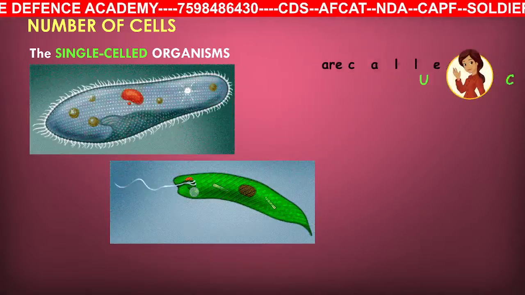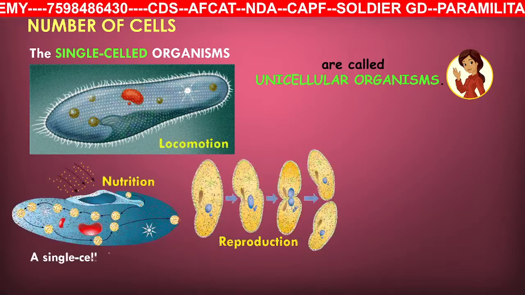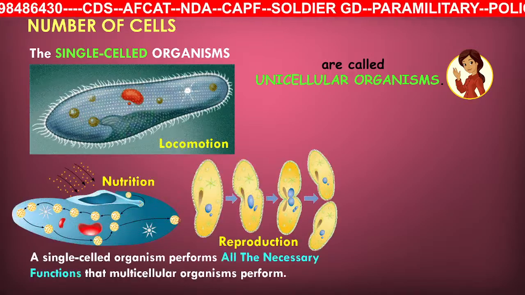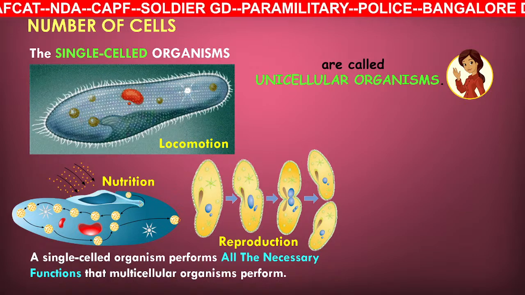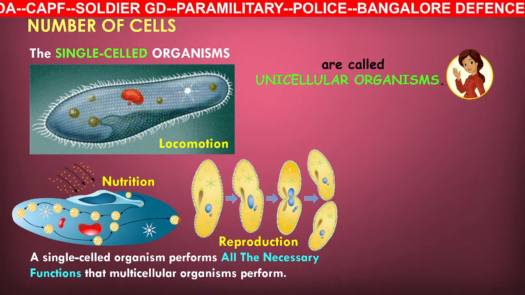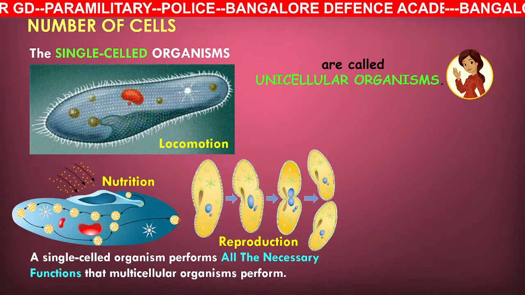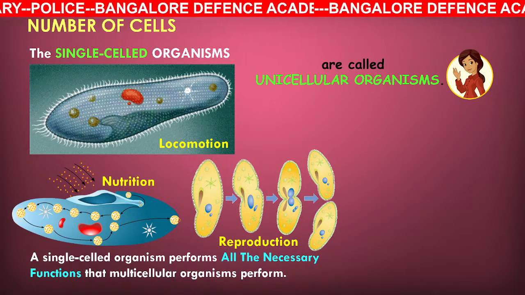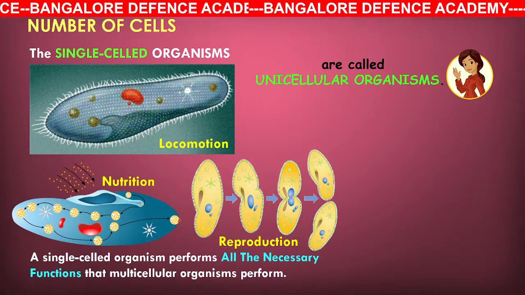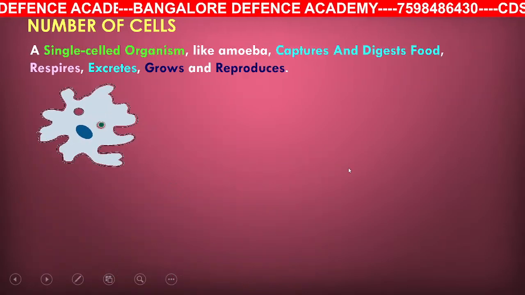The single cell organisms are called unicellular organisms. So here you have all the necessary functions that a multicellular organism does. This complete body will do them together. You can see some white line flashing here, correct? That is helping in locomotion. If this organism wants to move in the water body, this will help. We'll see what pseudopodia etc. are.